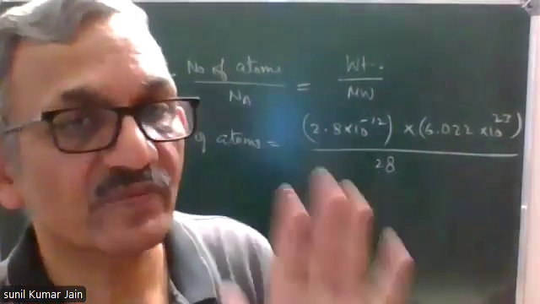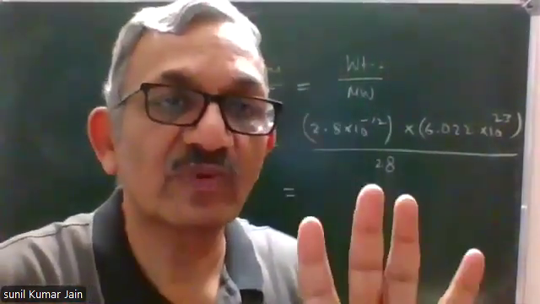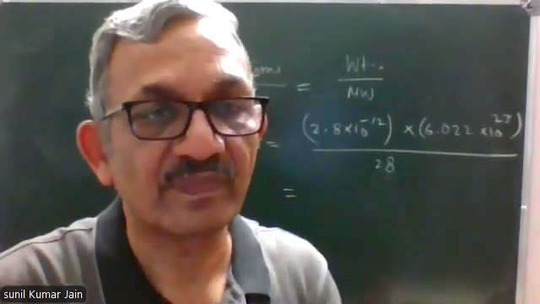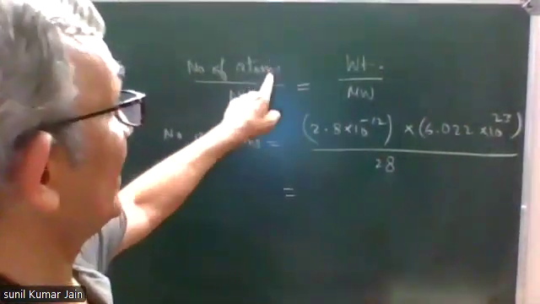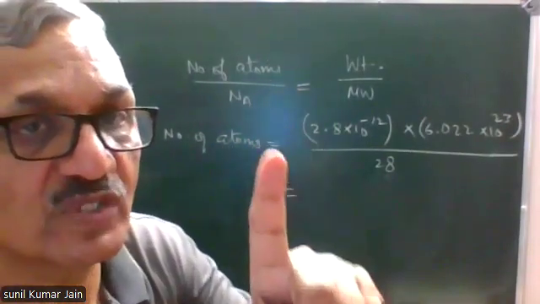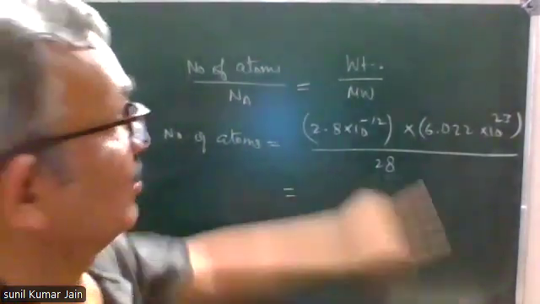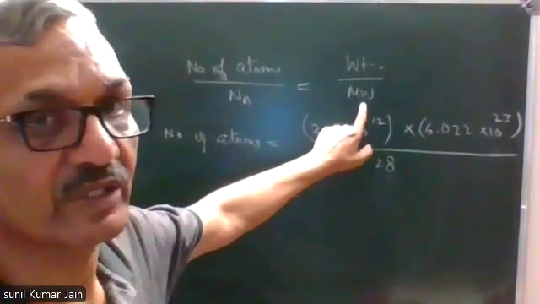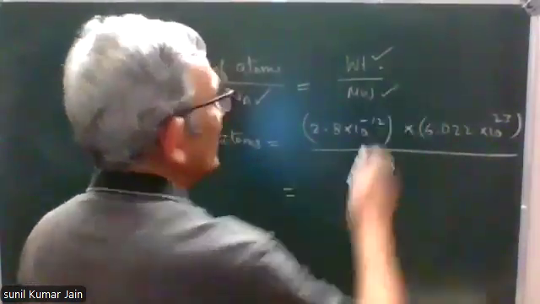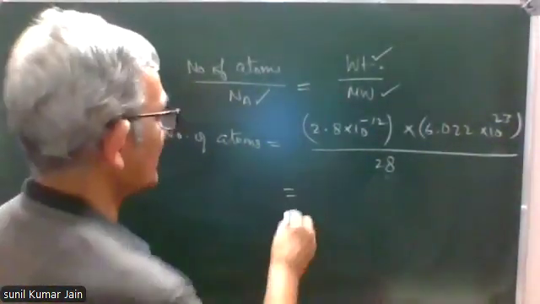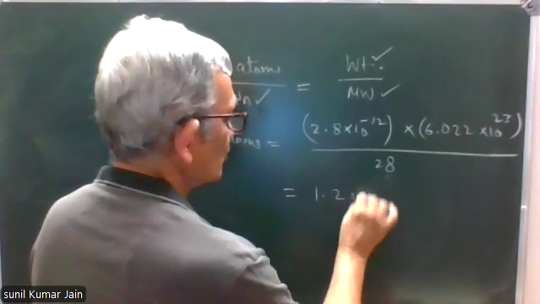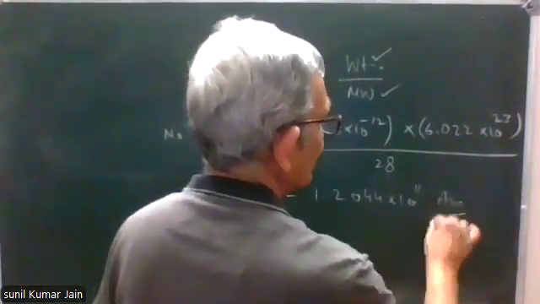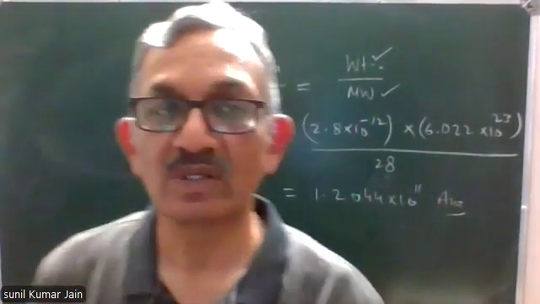Before I tell you the answer, first of all, could you understand, out of four relations for number of moles, I equated two of them because we have to calculate number of atoms. So I use the relation number divided by Avogadro's number. We are given the weight and the molecular weight, therefore weight divided by molecular weight. We know the values of three of these; the fourth we have to calculate. So the answer in this case will be 1.2044 into 10 to the power 11 atoms of nitrogen.